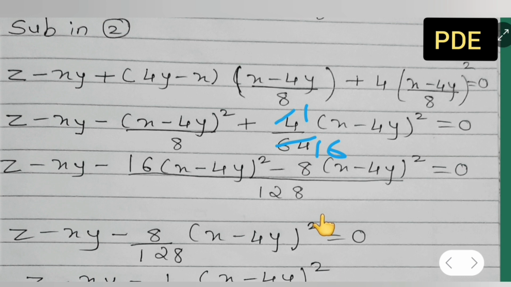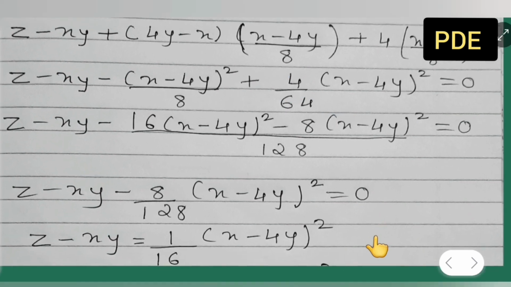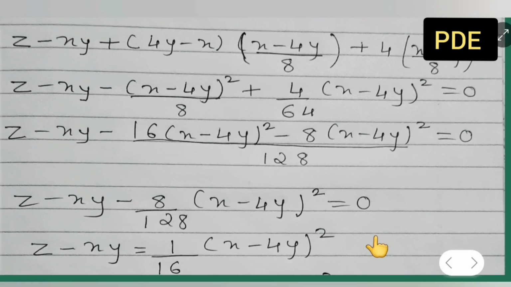Okay, see this. Then what you all are going to get is z minus xy minus (16 minus 8) is nothing but 8 upon 128 (x - 4y) the whole square is equal to 0. Then you all have to cancel this term. I hope this part is clear, right? Then what you all are going to get is cancel this term. What you all are going to get is 16. 8 ones are 8, 16s are.